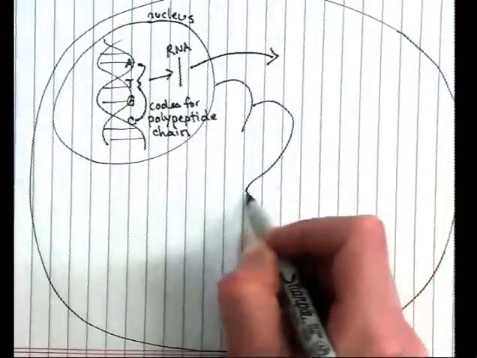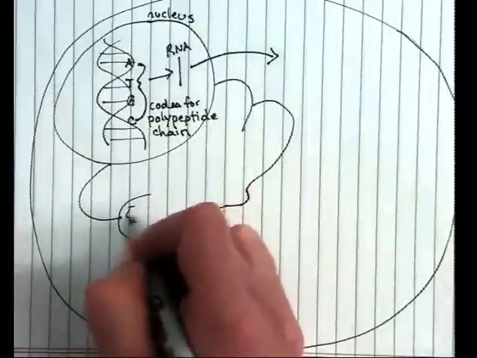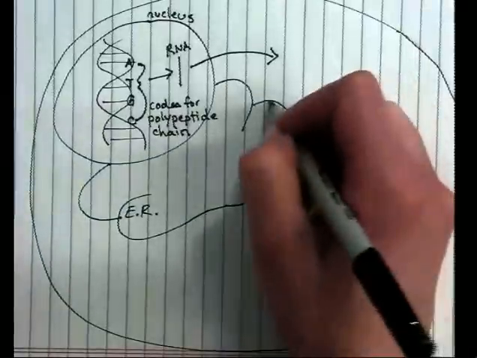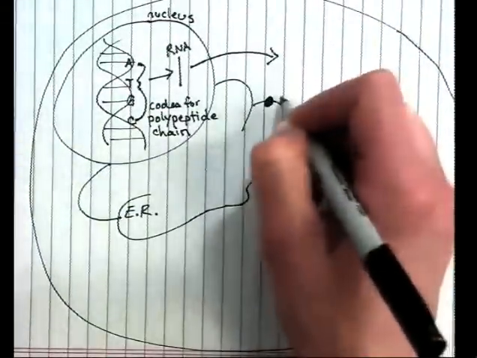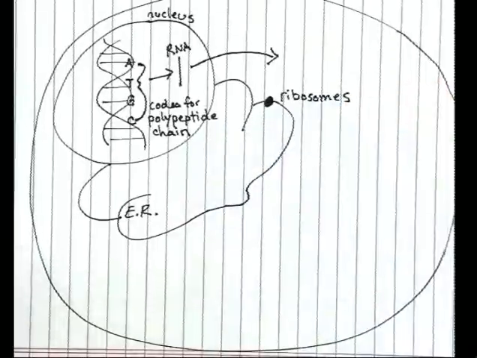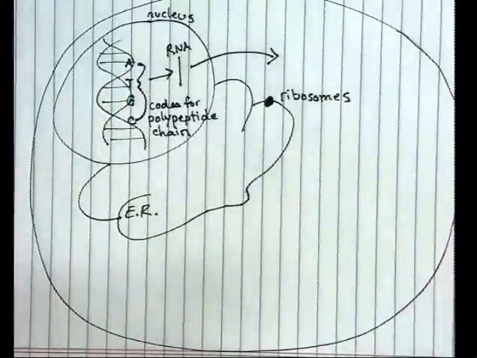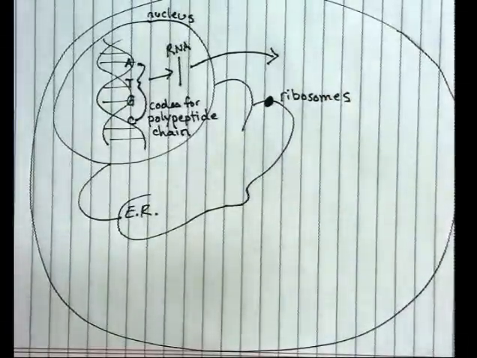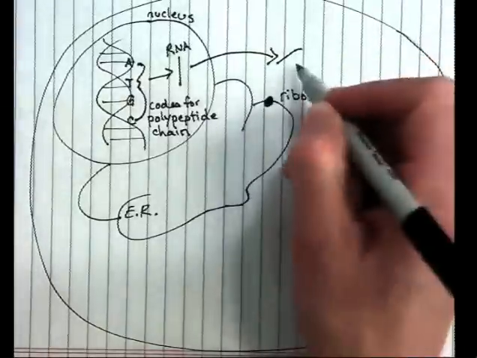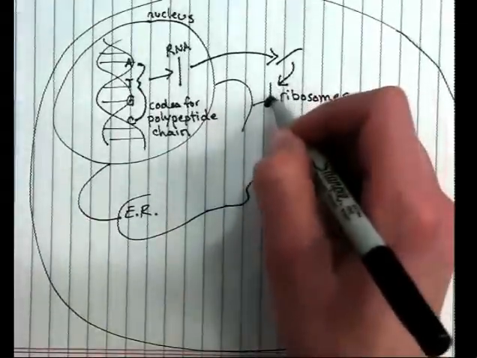I'm going to draw the endoplasmic reticulum next. I'm going to abbreviate that as ER. And on the ER, there are ribosomes. This is where the RNA goes. We'll talk about different types of RNA and how all this happens a little bit later in the course. For now, we're just doing an overview. So that RNA slips out, and it continues to move over to the ribosome.